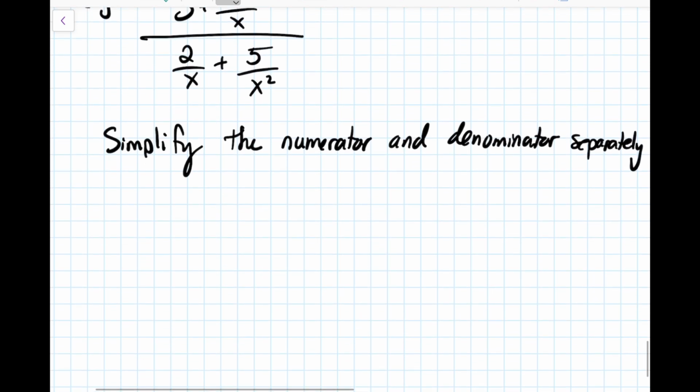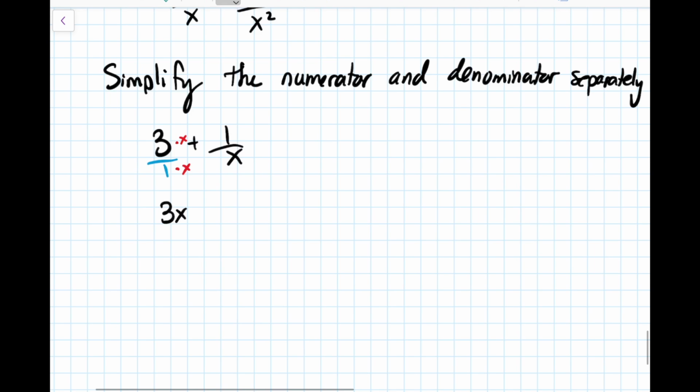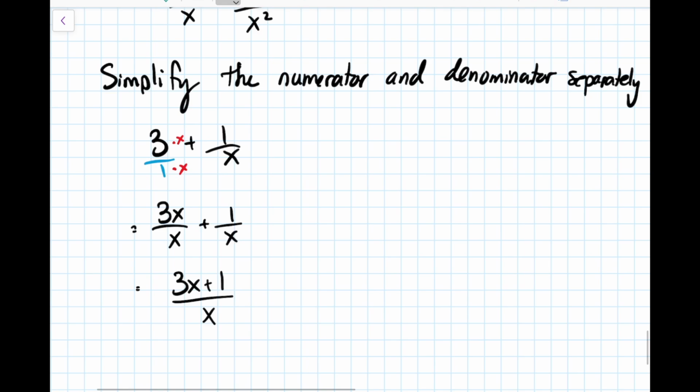So for our numerator, we've got 3 plus 1 over x. And that doesn't look too bad, right? That's pretty simple. So to make this something we can work with, we probably want to put a denominator under that first fraction. So we're going to turn that into 3 over 1. And then our common denominator for 1 and x is just going to be x. So our first fraction needs to get multiplied by x. And so now we've got 3x over x plus 1 over x, which when we put them together is just going to be 3x plus 1 over x. So that wasn't too bad.